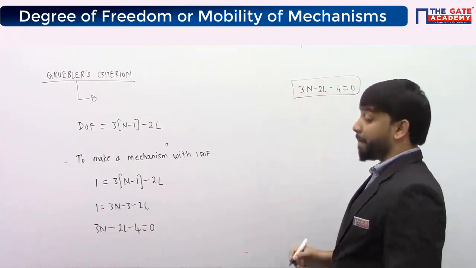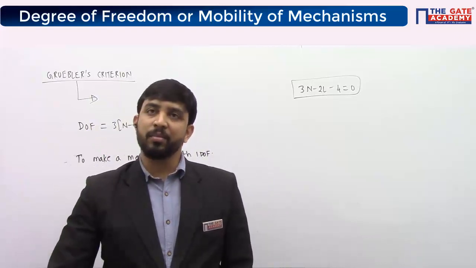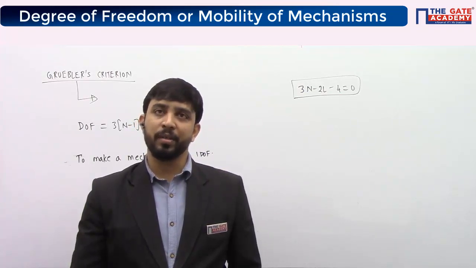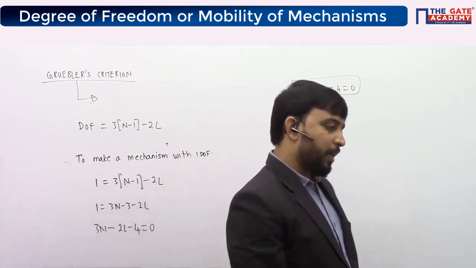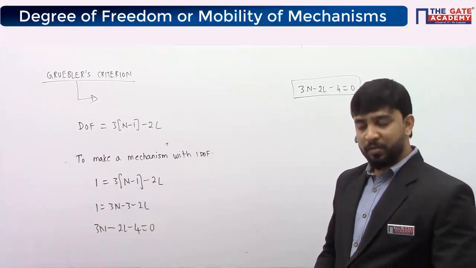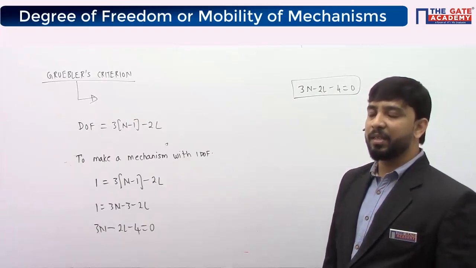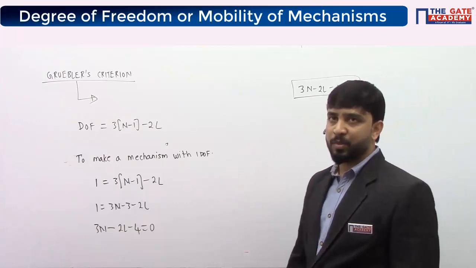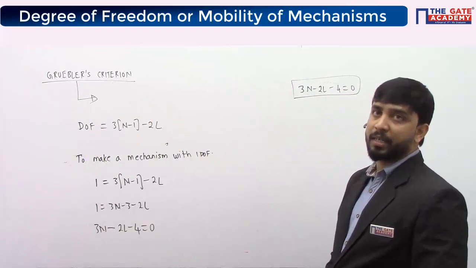Let's write down like this. To make a linkage with single degree of freedom, the following condition must be satisfied. Instead of saying a mechanism with lower pairs, you just write linkage. This condition must be satisfied if you want to make a mechanism with single degree of freedom.